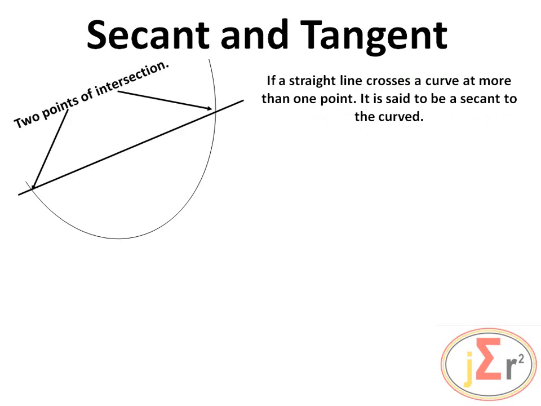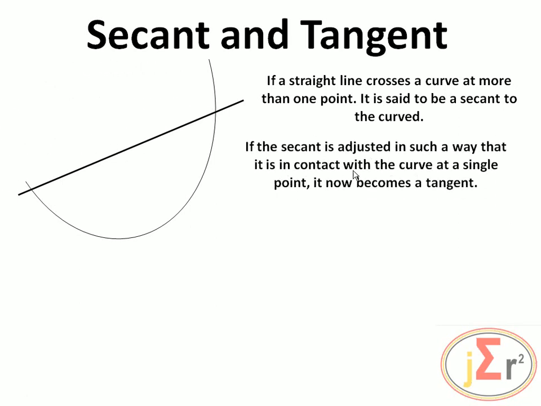So we have 2 points of intersection right there as the arrows point out. So, of course, that line is a secant. If the secant is adjusted in such a way that it is in contact with the curve at a single point, it now becomes a tangent.